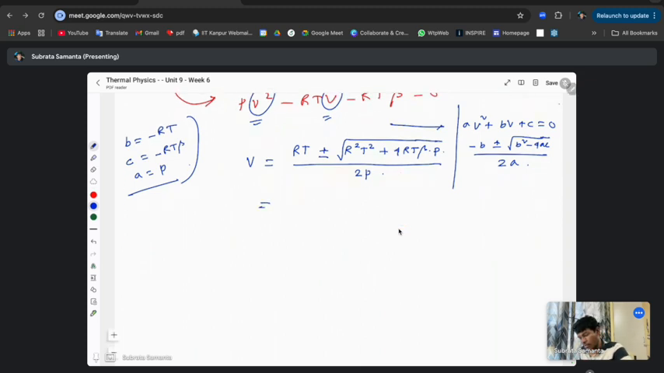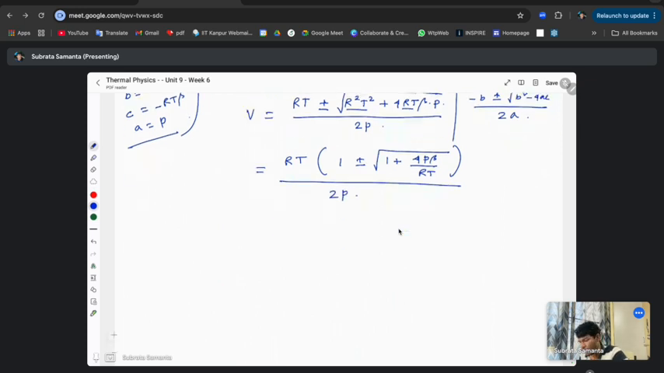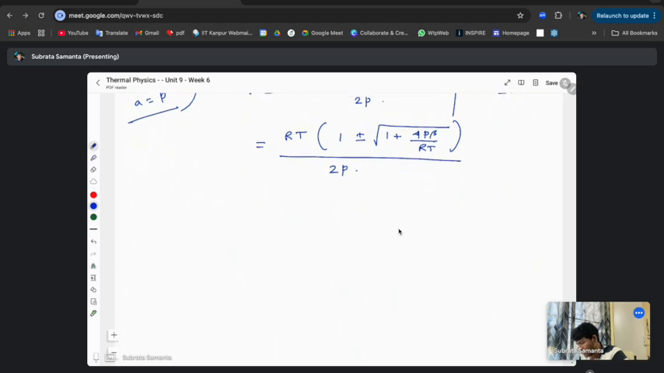Okay, so now if we take RT, because we have both R, T squared and RT, we can take the RT value. So taking this RT, we get 1 plus or minus the square root of 1 plus 4Pβ over RT, and then this is divided by 2P. Right, so now you plug in these values.